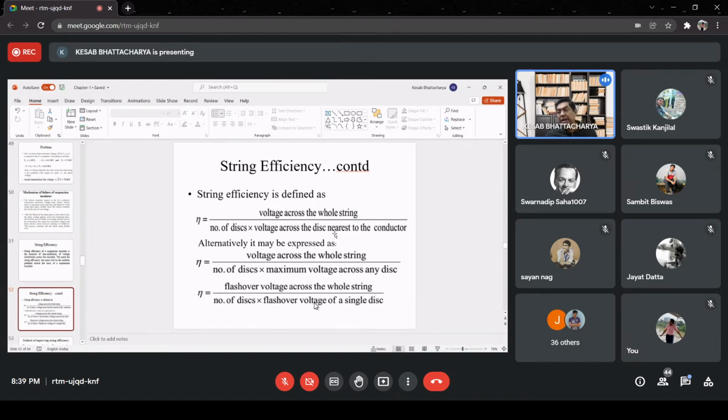And usually, at least under ideal conditions, the maximum voltage should appear across the disk nearest to the conductor. So it is just another way of stating the relationship in the first case, that is, voltage across the disk nearest to the conductor. And the third one is flashover voltage of the whole string divided by number of disks into flashover voltage of a single disk. Now, since we are using identical disks, flashover voltage of any disk should be the same. Therefore, that is another way of expressing the string efficiency.